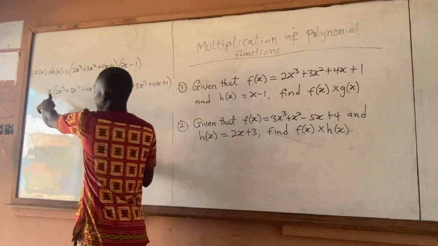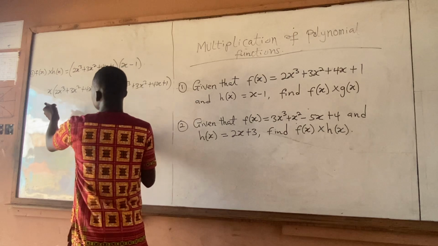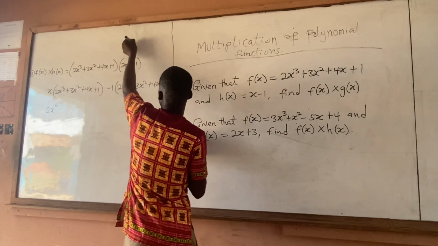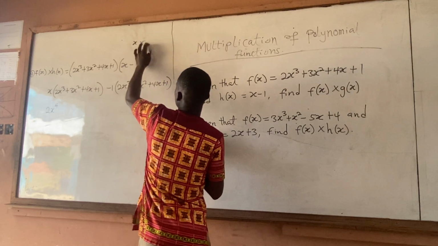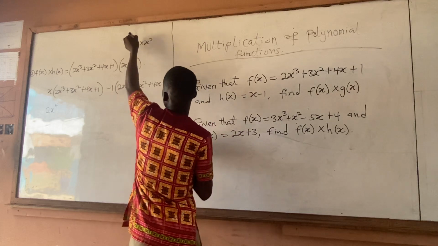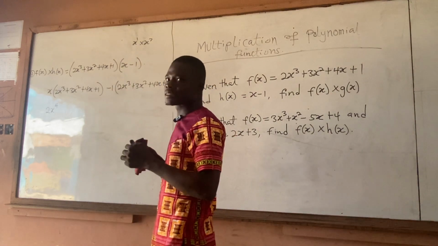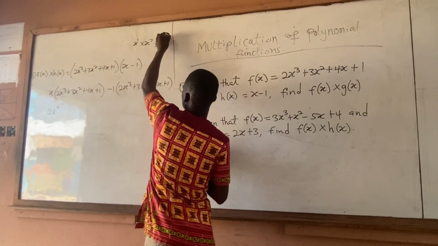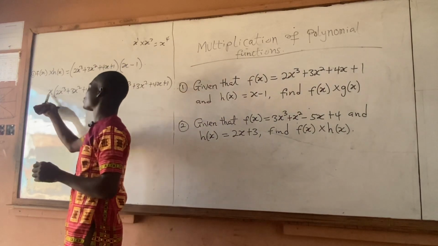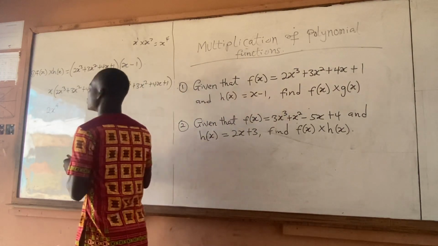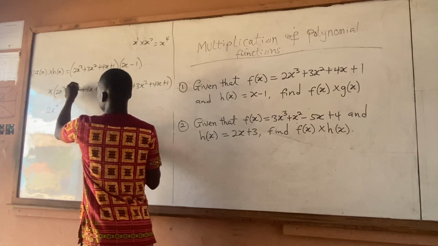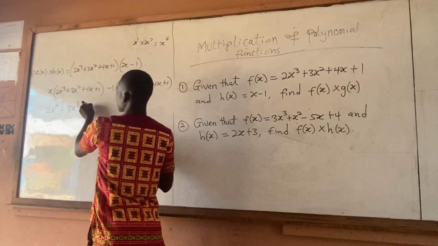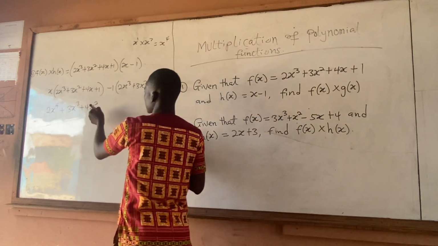So we are going to get x times 2x cubed. You have 2x to the power 4 because you have x times x cubed. Here the power of the first x is 1. And with indices, when the bases are the same, choose one base and add the powers. 1 plus 3, that's 4. So x times 2x cubed is 2x to the power 4. Plus x times 3x squared, we are going to get 3x cubed. x times 4x, we are going to get 4x squared. x times 1 is what?